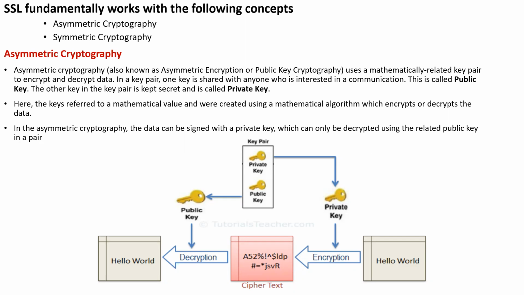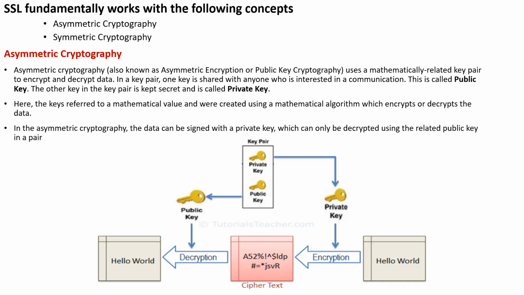Asymmetric cryptography is also known as asymmetric encryption or public key cryptography, a process which uses a mathematically related key pair to encrypt and decrypt data in the request. In the key pair, one key is shared with anyone who is interested in the communication, and this is called the public key. The other key in the key pair is kept secret, and it is called the private key. So basically, it uses two keys, public key and private key, in the asymmetric cryptography algorithm.